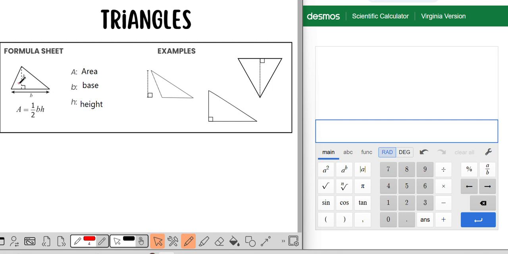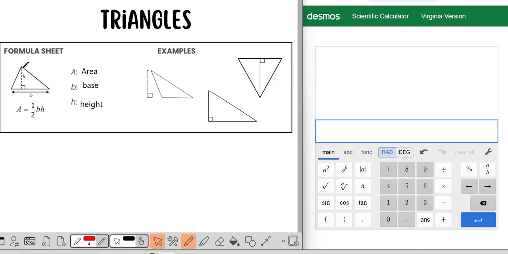Area is if you're filling in this entire triangle with a marker, or if it's a big triangle outside, you're filling it in with grass. So many different things could be. Now, your area is 1/2 base times height. So now let's see how we figure out what our base and what our height is.